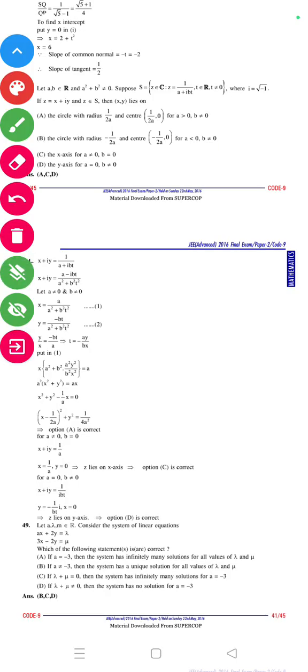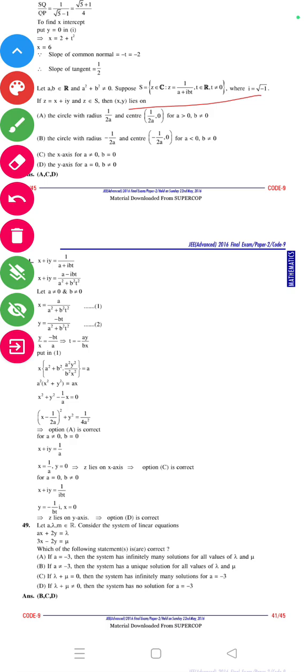Next: let a, b belong to R and a square plus b square not equal to 0. Suppose S is the set of z belonging to C, z equal to 1 by (a plus iota bt), t belonging to R, t not equal to 0, where iota is root minus 1. If z is equal to x plus iota y and z belongs to S, then (x, y) lies on: so x plus iota y equals 1 by (a plus iota bt), x plus iota y equal to (a minus iota bt) by (a square plus b square t square).